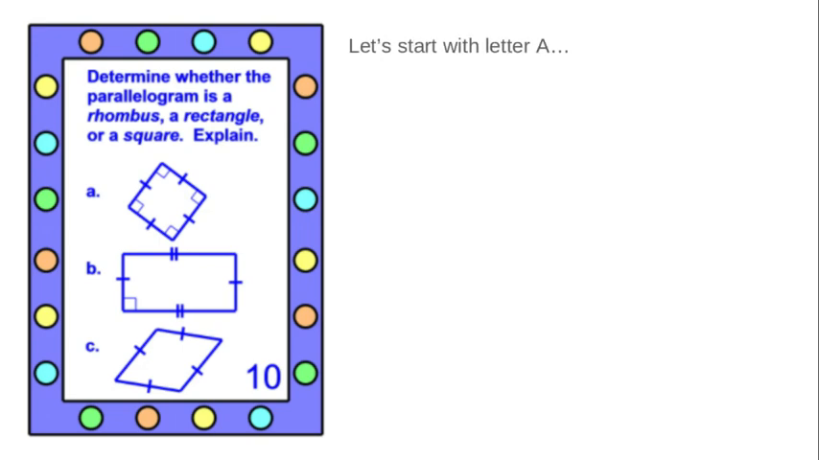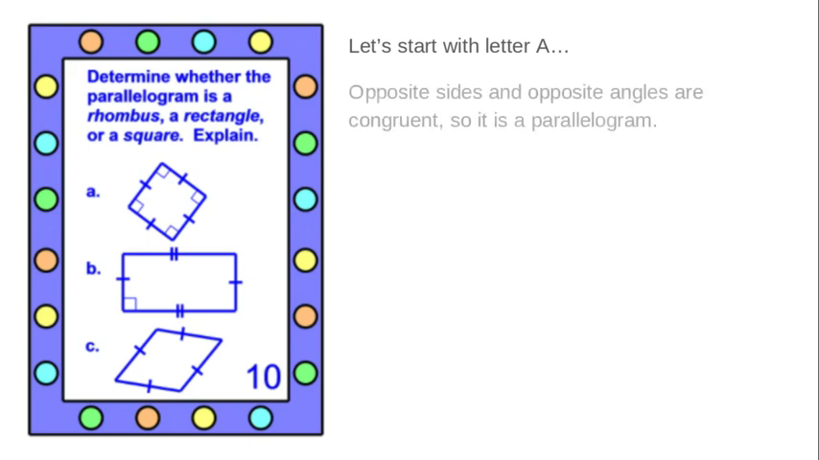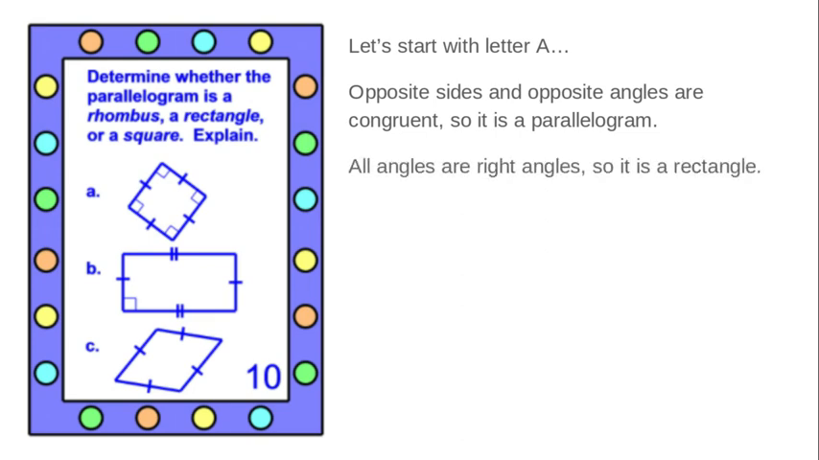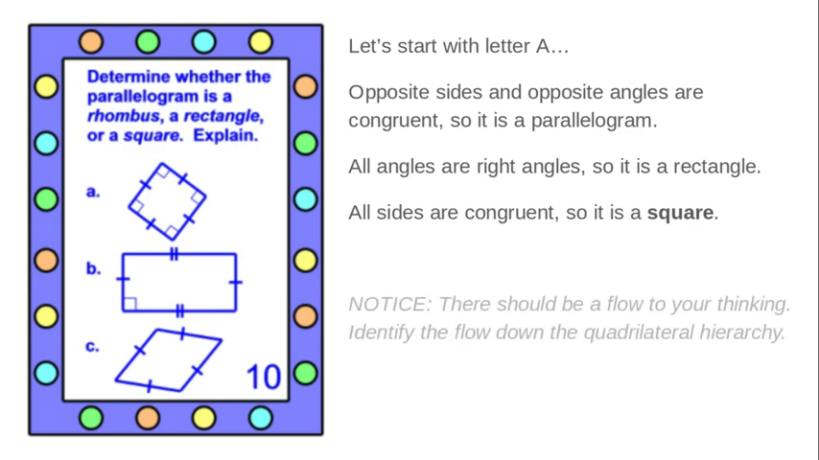Well, I have opposite sides marked as congruent, 2 pairs of those, and 2 pairs of opposite angles marked as congruent. So I can use opposite sides or opposite angles being congruent to say it is a parallelogram. And I also see that all right angles are marked, meaning it is a rectangle. And all sides are marked as congruent. So it's also a rhombus, which means it is a square, because a rectangle and a rhombus are going to collect together to give us a square.